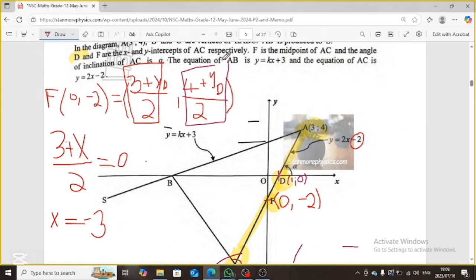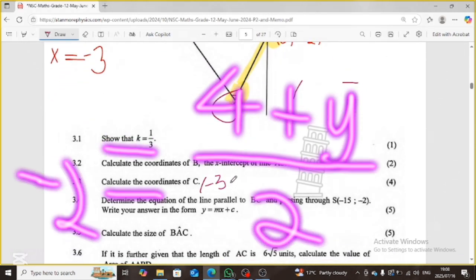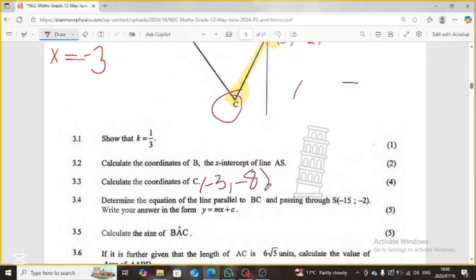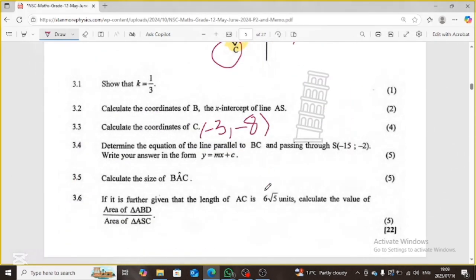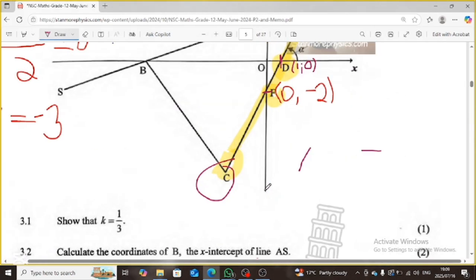Do the same with the y-coordinate of the midpoint formula, 4 plus y over 2, and then equate it to the y of F, giving us 4 plus y over 2 equals minus 2. Then solving for y, we find y equals minus 8. Therefore, the coordinates of point C will then be (-3, -8).